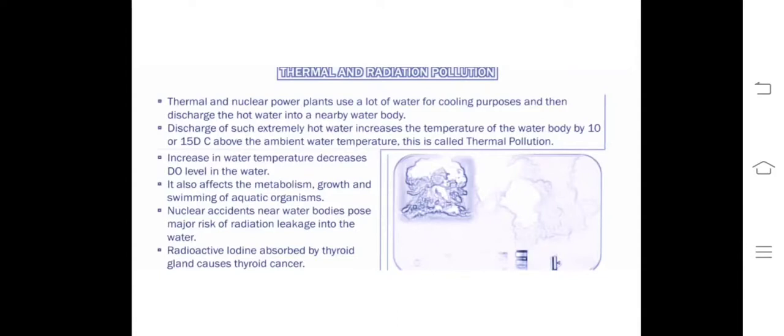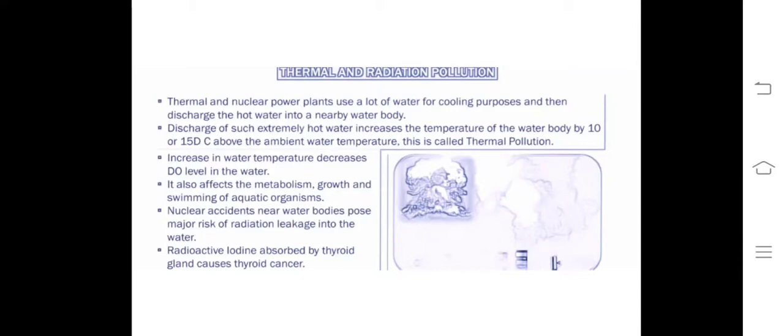Increase in water temperature decreases the DO level. Obviously, you know, warm water consists of less oxygen, and cold water consists of more oxygen. You know this thing. So if you have a high temperature, DO, dissolved oxygen, is very less, and it will impact the marine ecosystem. It also affects the metabolism, growth and swimming of aquatic organisms.